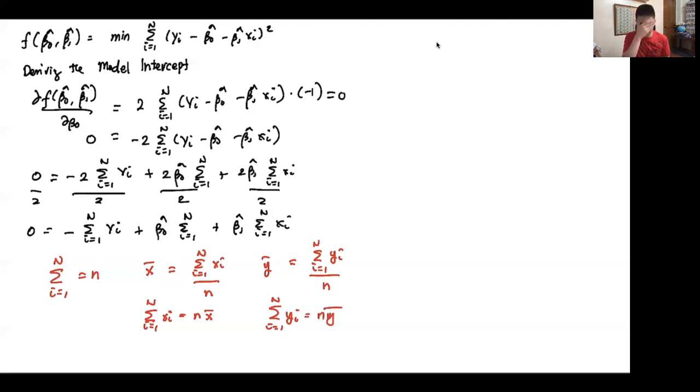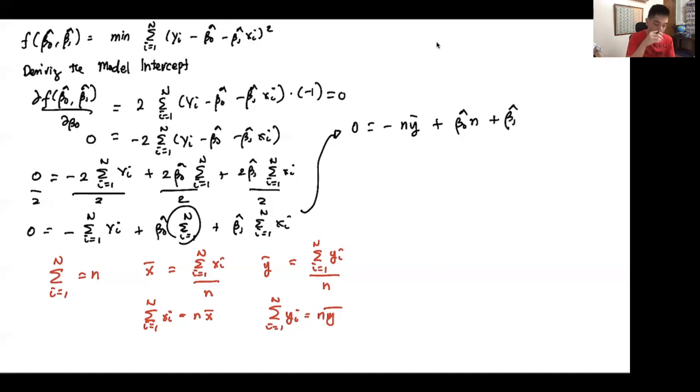So essentially, we can use those three forms that we derived to plug into what we have in our solution so far. So from here, 0 is equal to the sum of y sub i, so that's just n y bar. So this is negative n y bar plus beta 0 hat. Notice this is just a summation, so that's just equal to n. Then we have plus beta 1 hat, the sum of x sub i, that's just n x bar.